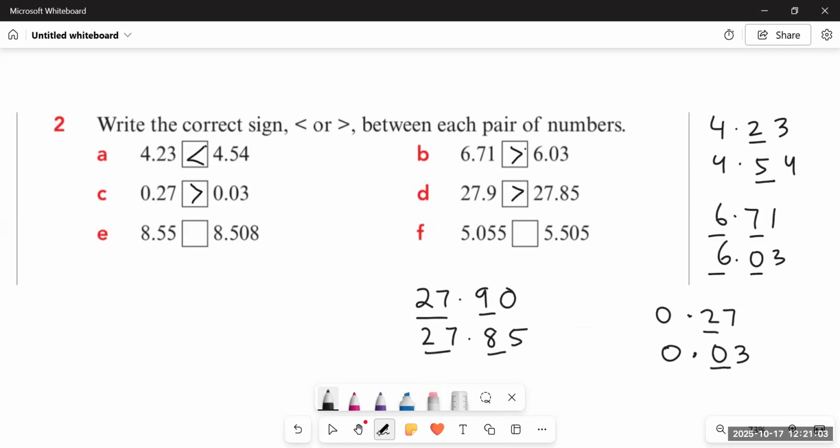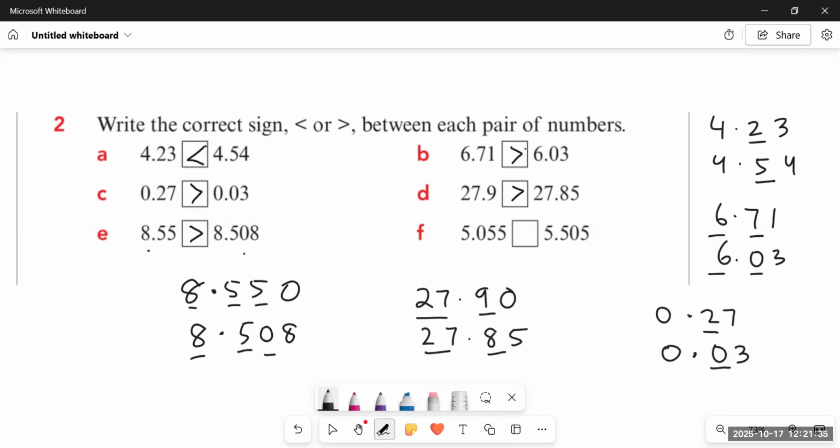Next, we have 8.55 and 8.508. So we will compare it the same way. 8.55 and 8.508. These two are same, these two are same, so we will compare the hundredth place, which is 5 and 0. Since 0 is smaller, 8.55 would become greater. How can you say that? Because here we have 3 digits and here we have 4 digits, so we will make them like decimals by placing a 0 over here. So in both of them, we will have 3 decimal places.